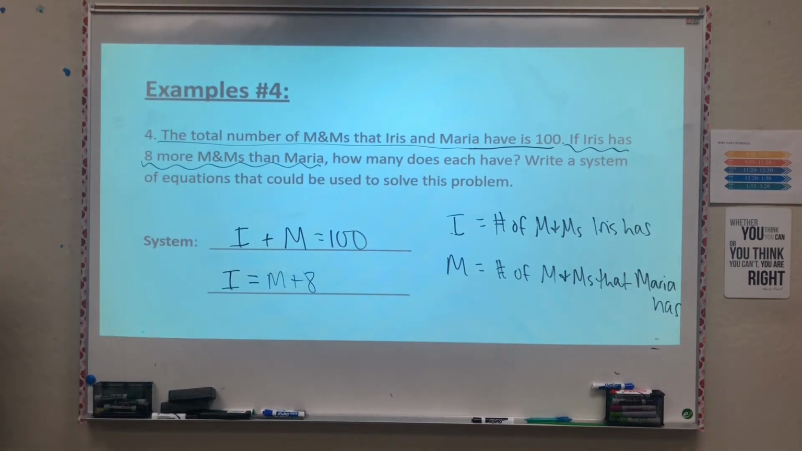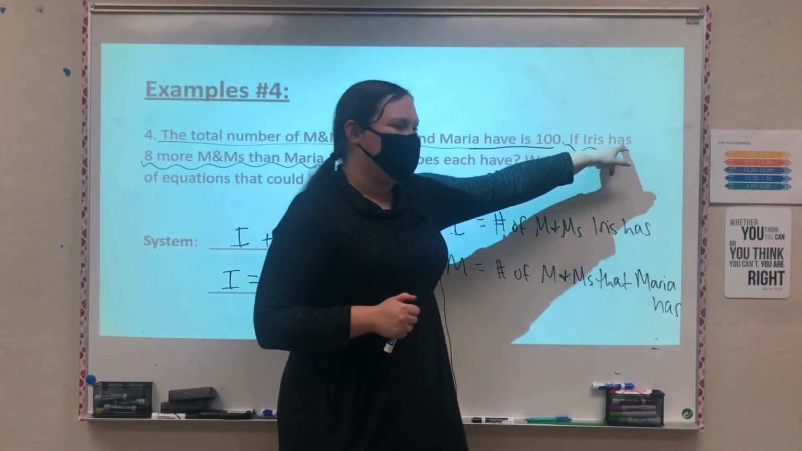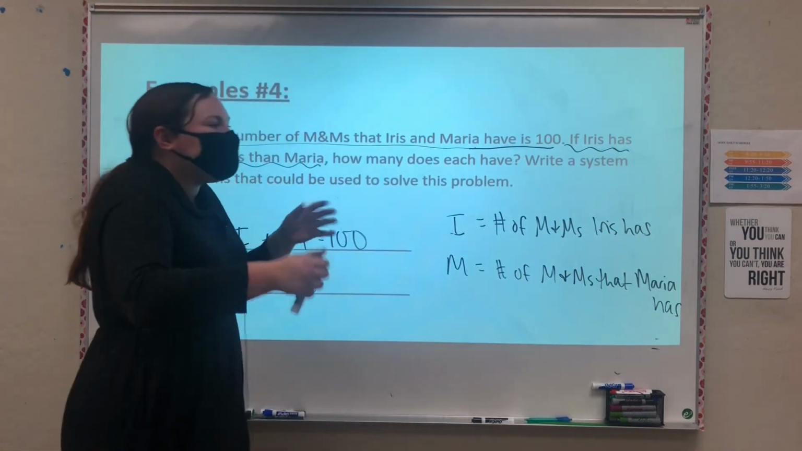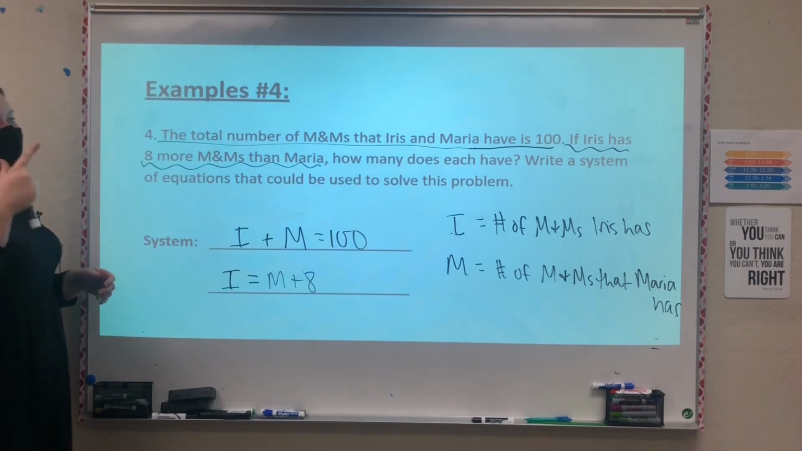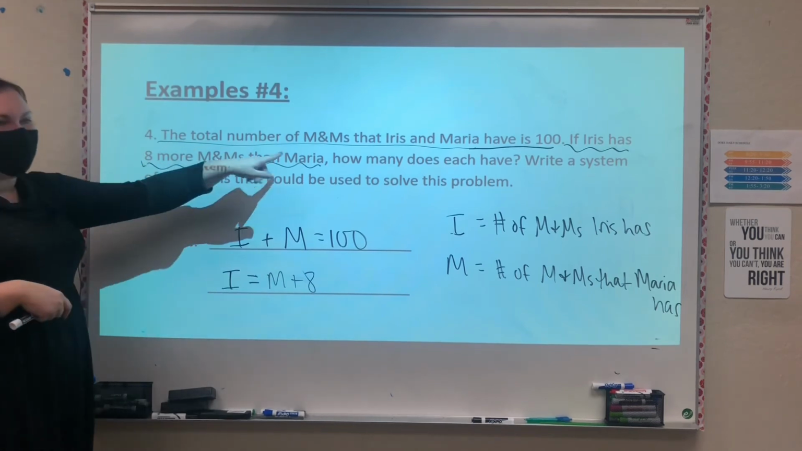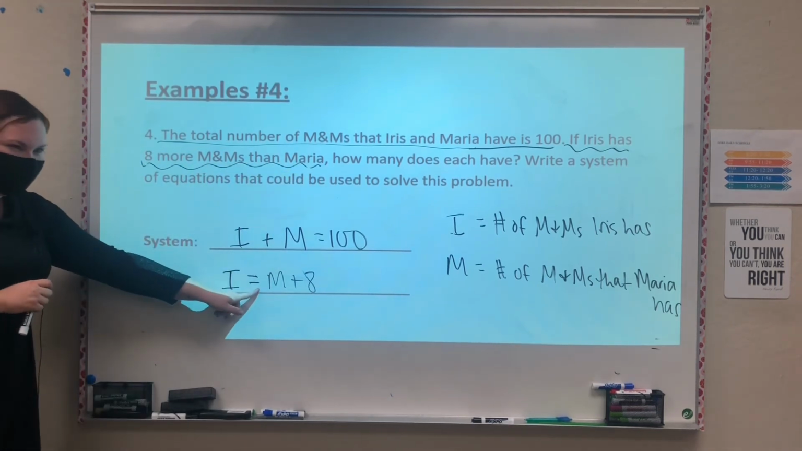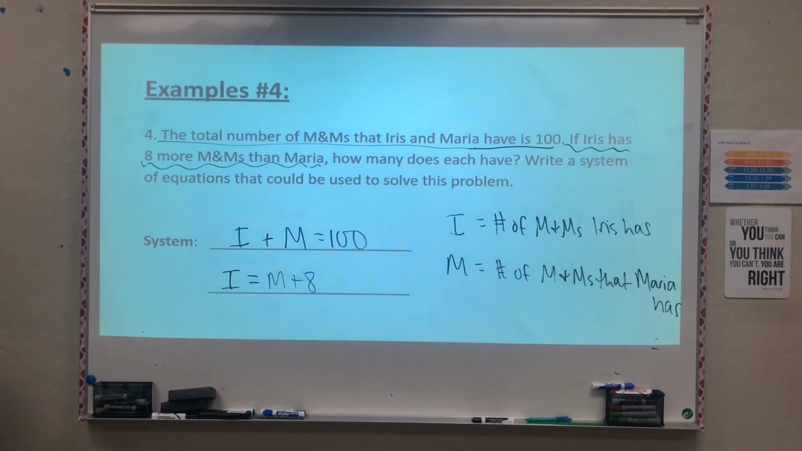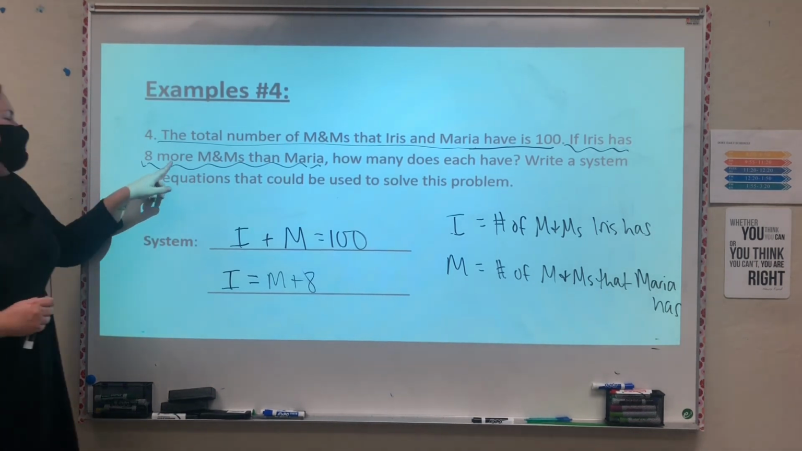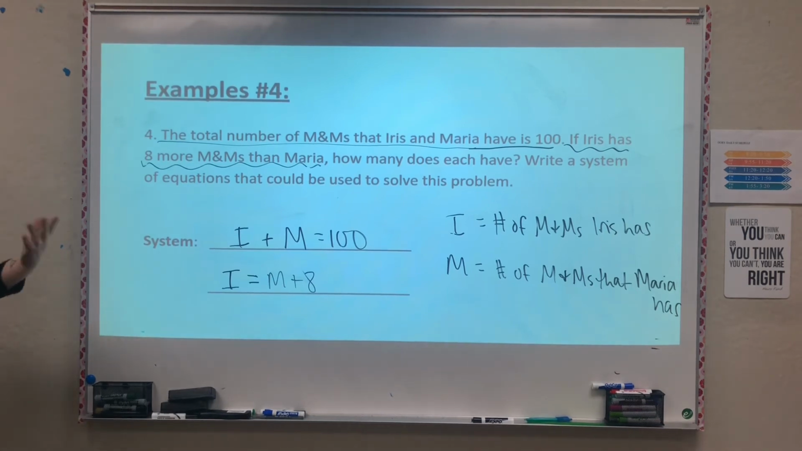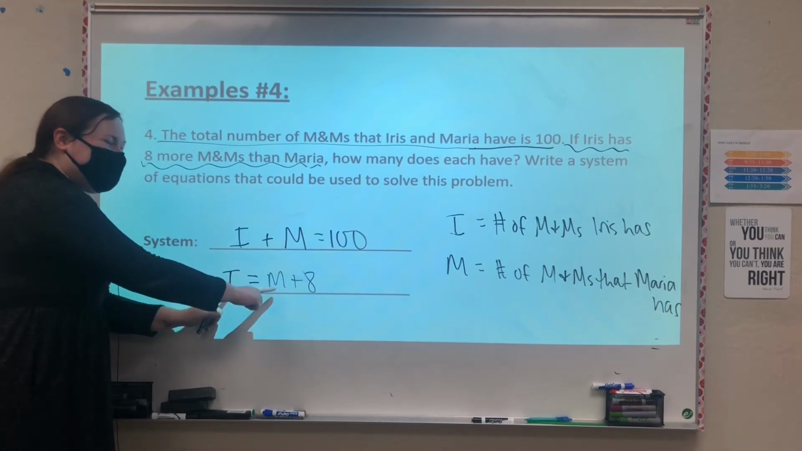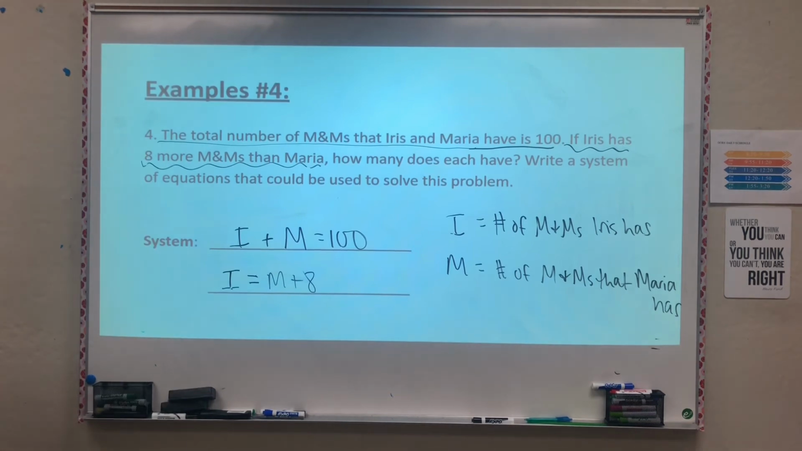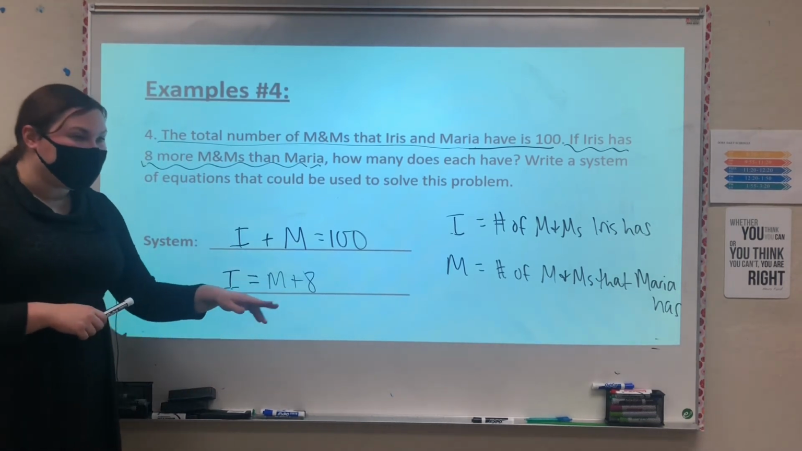Another way of thinking of it, that word has there, I could reword the sentence. It would sound a little weird, but I could instead say, if the number of M&Ms Iris has equals 8 more than Maria, I can reword it to use that word equal in that sentence. I think these sentences where they say like 8 more or 8 less can get really confusing, and it's really easy to have these variables in the opposite order. Sometimes students might accidentally say m equals I plus 8.